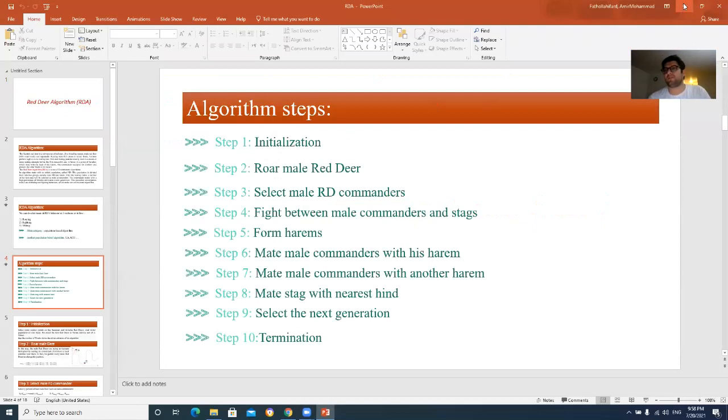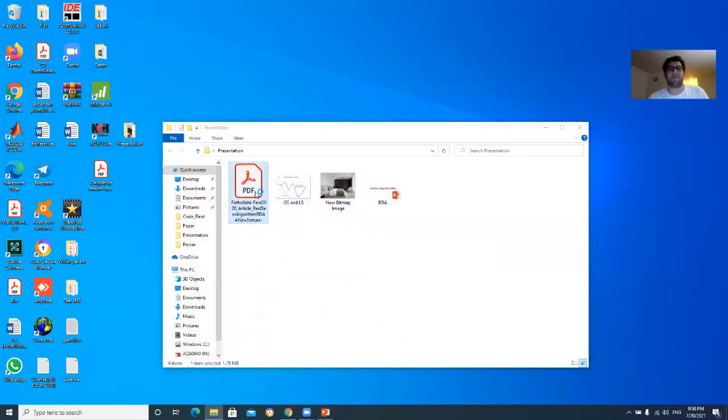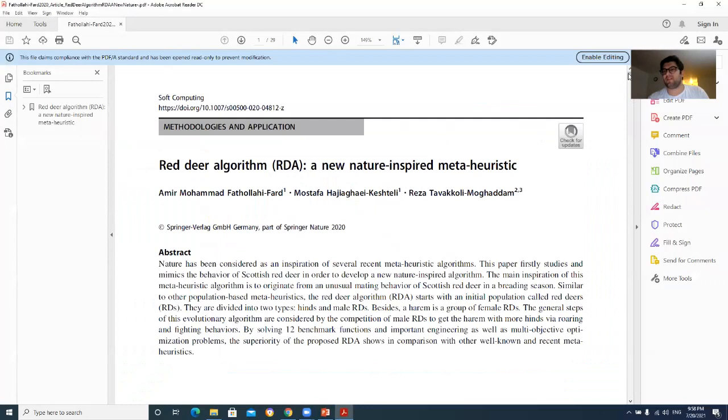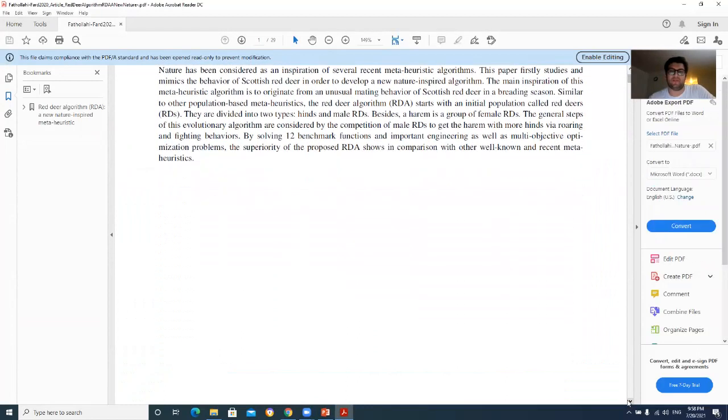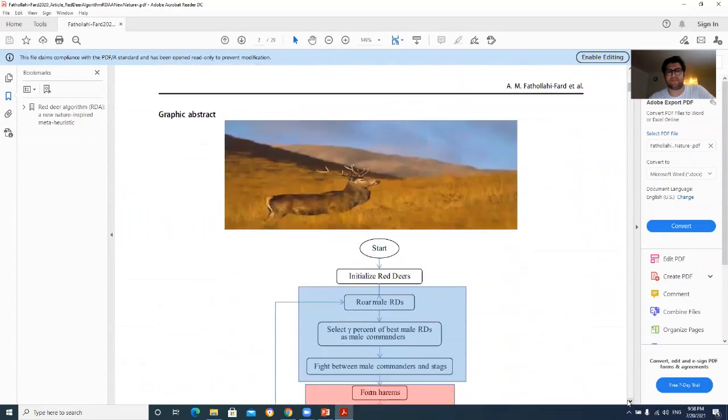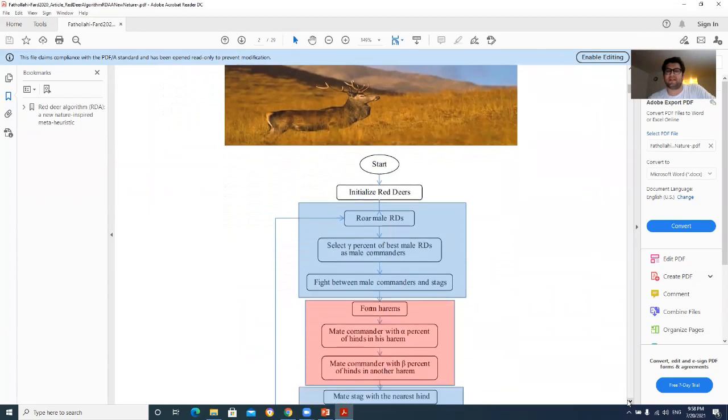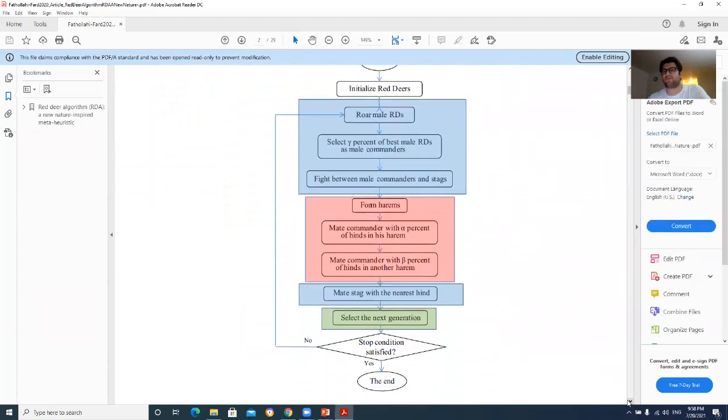I also can show you the main paper. I think the paper is also a very good example. This is the red deer, and this is the main flowchart of this algorithm.